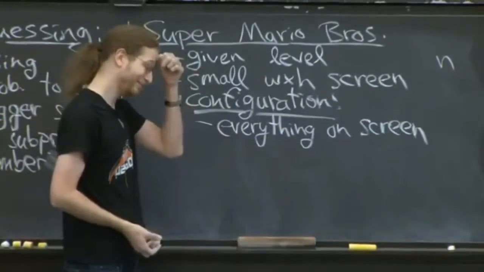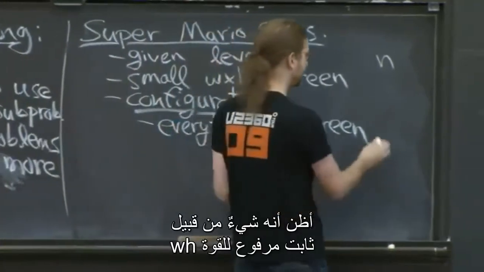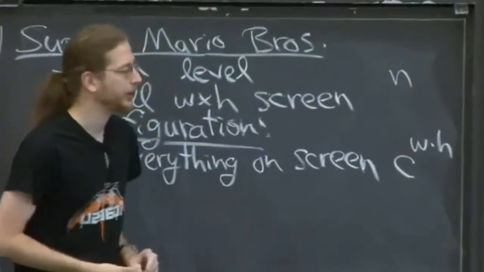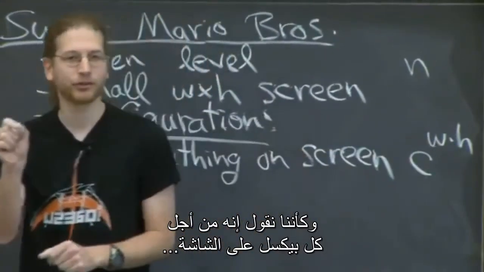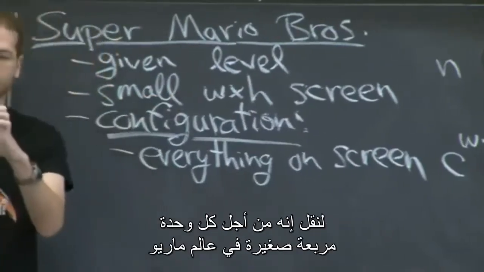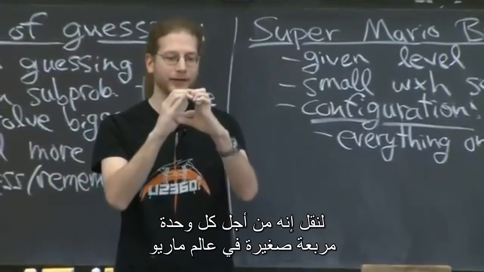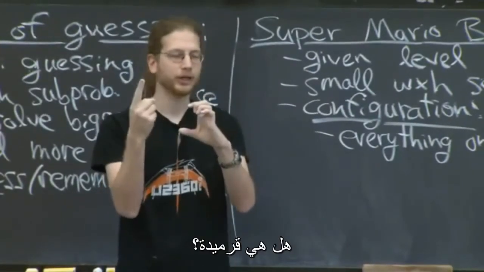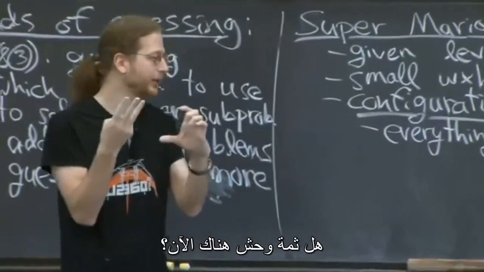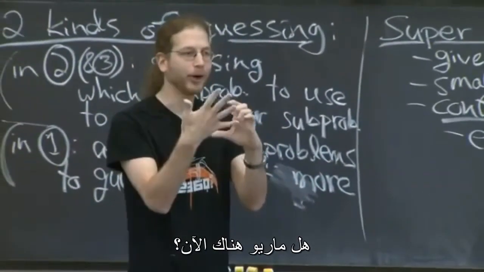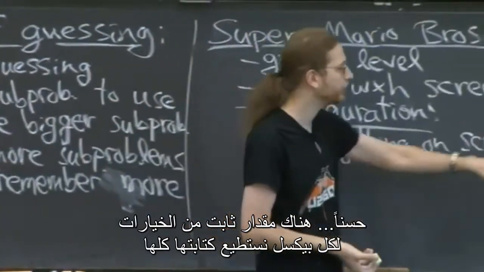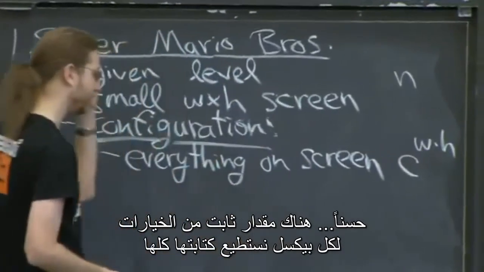How much information? I think something like constant to the w times h should do. That's saying for every pixel on the screen, or for every square on the screen, whatever you define the resolution to be. Let's say for every little unit square in Mario Land: is it a brick? Is it a hard brick? Has it been a destroyed brick? Is there a monster there right now? Is Mario there right now? All these kinds of information. Okay, so there's a constant number of choices for each pixel. You could write them all down.